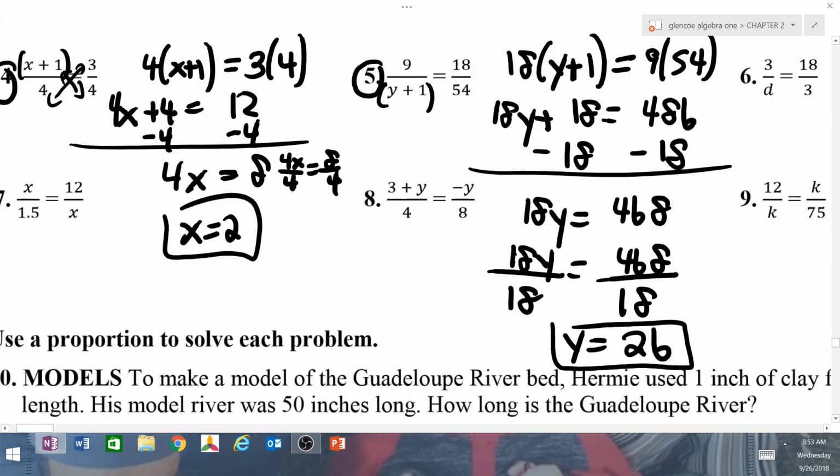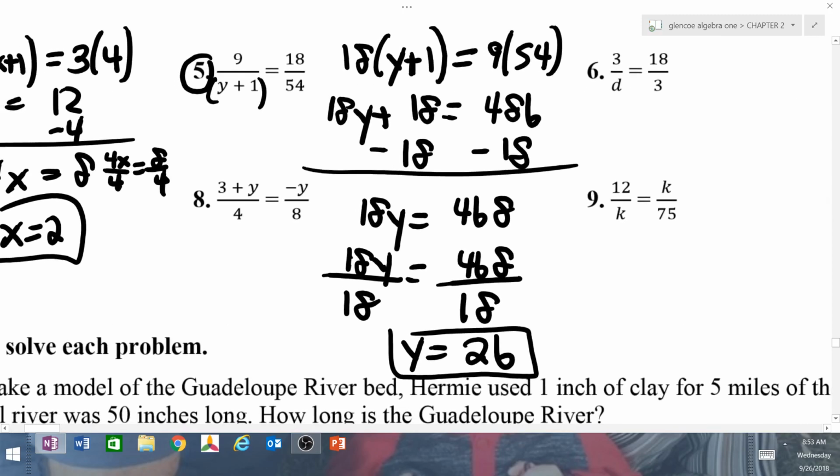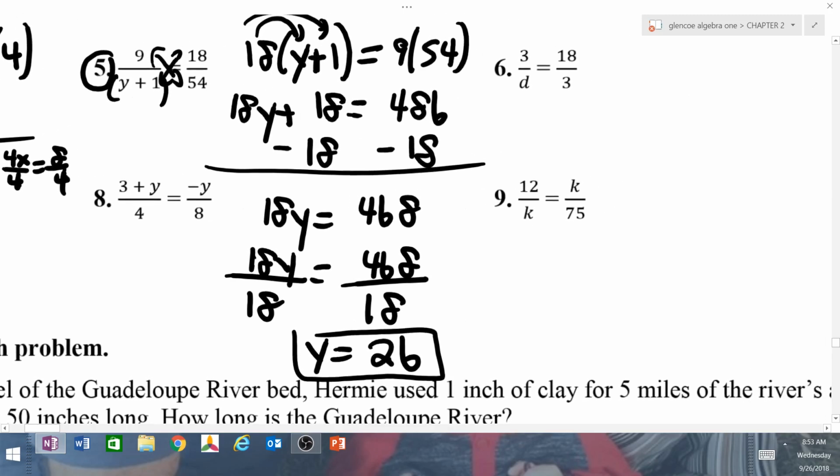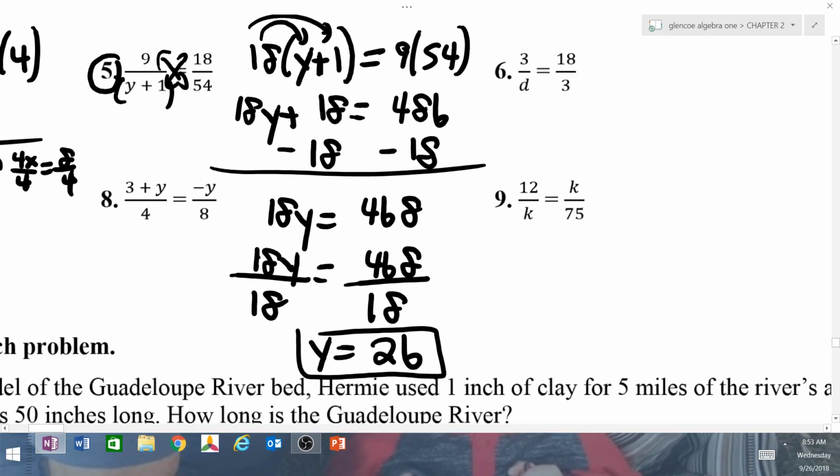On number 5, we went ahead and we cross multiplied. 18 times y plus 1 equals 9 times 54. When you use the distributive property here, you get 18y plus 18 equals 486. Subtract 18 from each side, and you get 18y equals 468. Divide each side by 18, y equals 26. Does anyone have a question? How many people got both of those right?